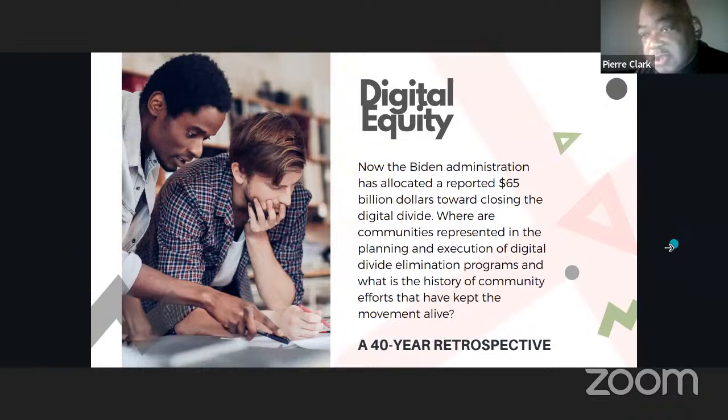Now we have a situation in the country where the Biden administration has allocated or reported $65 billion to what they term as an all-out effort to create equity, to close the digital divide, to make sure everybody has access to high-speed internet and the internet period, and also the tools of technology. But that is a great goal. It's 25 years coming, 30 years coming from the administration.